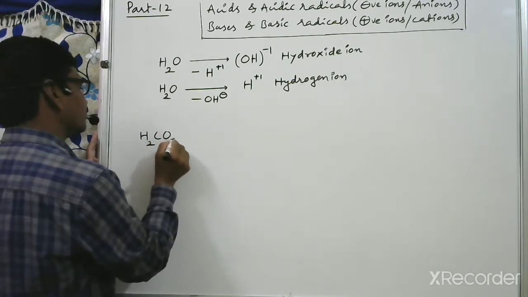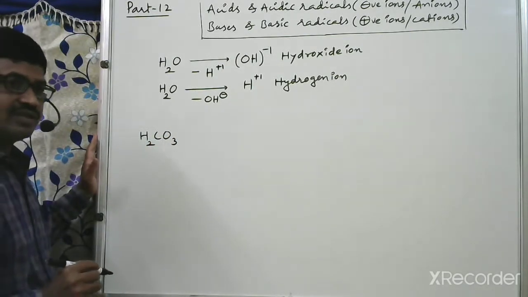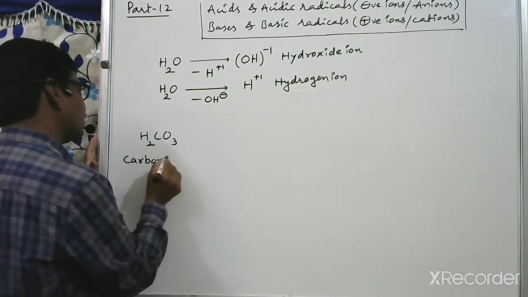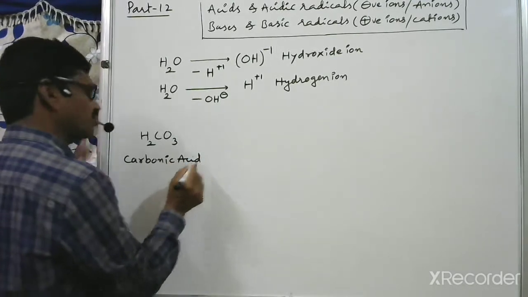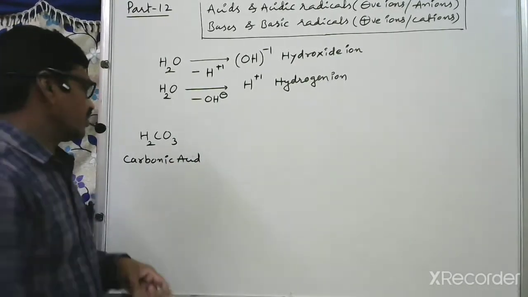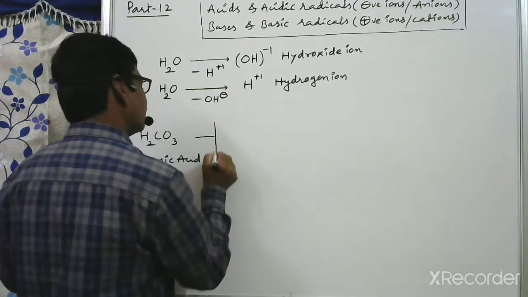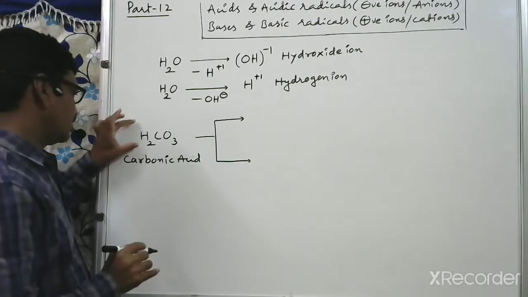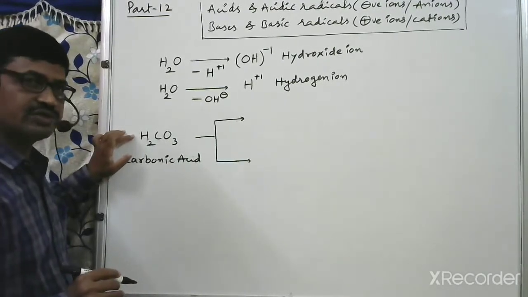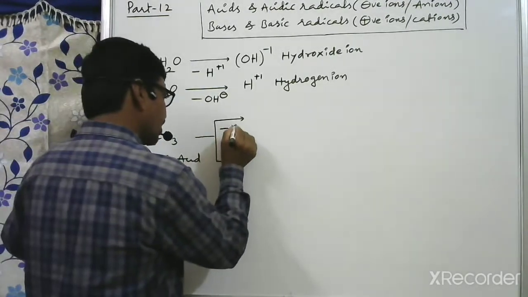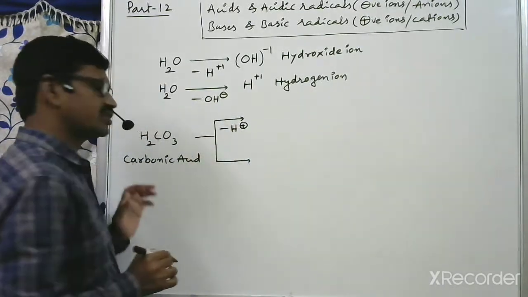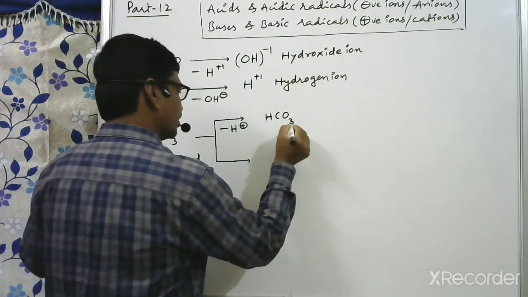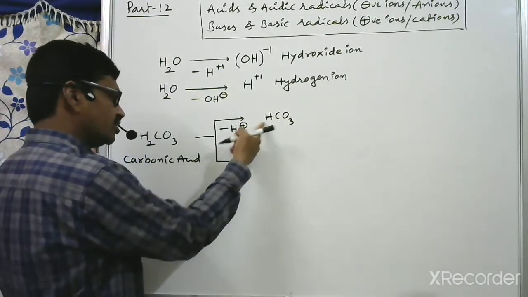H2CO3. H2CO3 is nothing but carbonic acid. Like this, we can remove two hydrogens. Here, how many hydrogens are there? Two hydrogens we have. By the removal of one hydrogen in terms of positive charge, what is the remaining part? HCO3. We have removed one positive charge, so this is the remaining part.